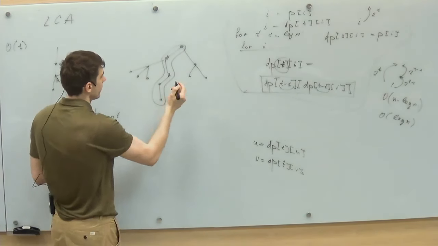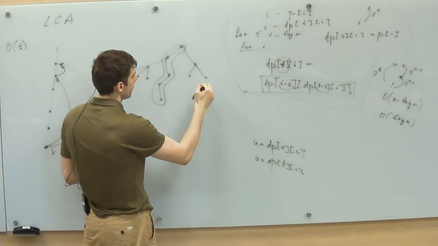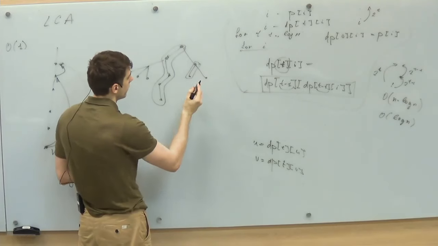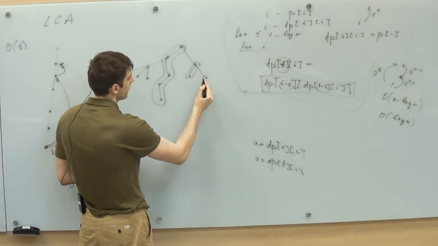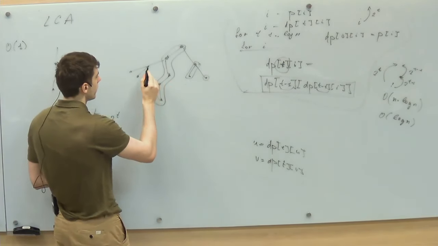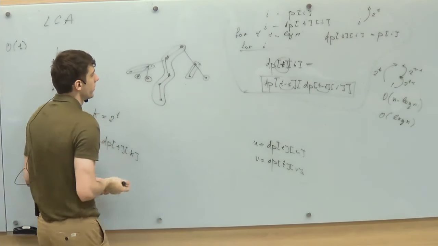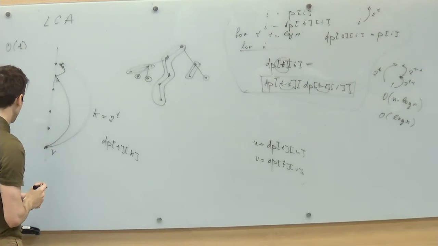And so, continue. For this vertex, the children have the same height. So let's do this, for example. It will be a separate path, and here it's also this path and two smaller paths.